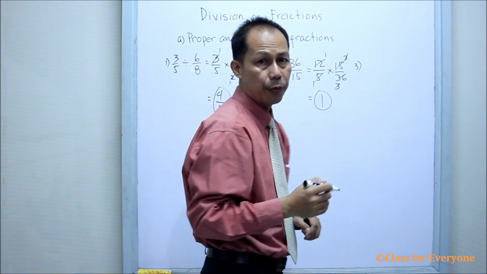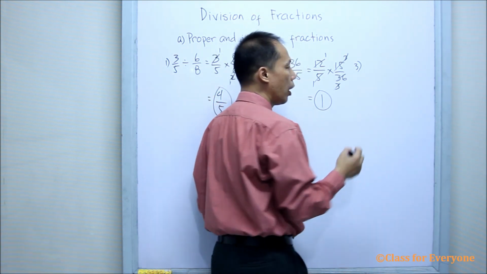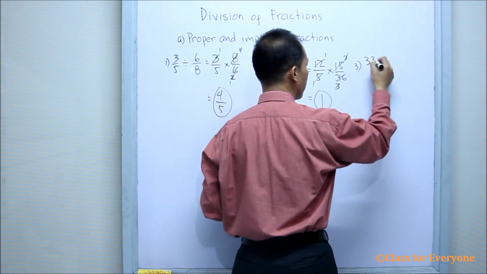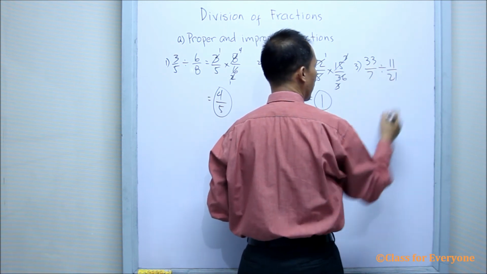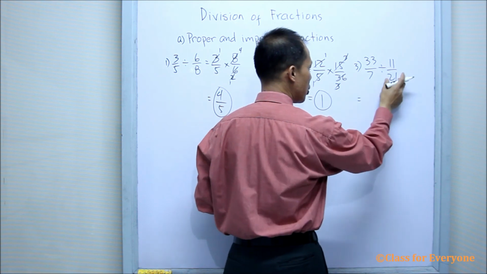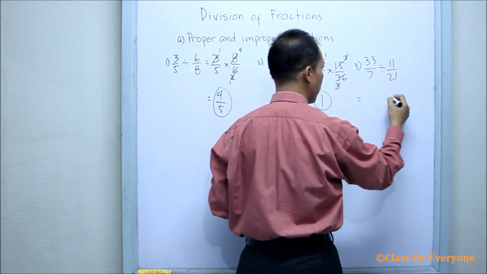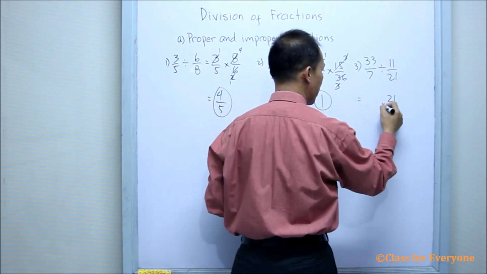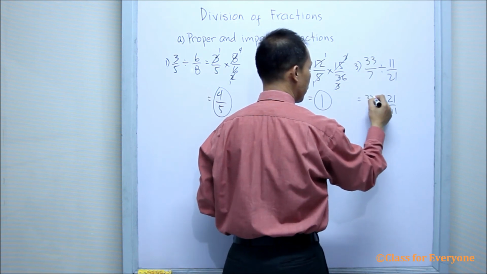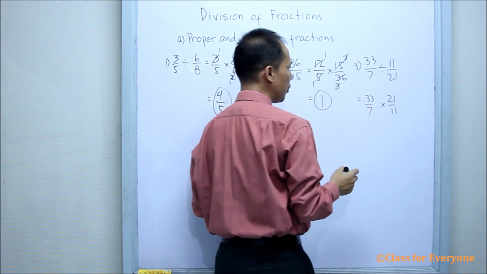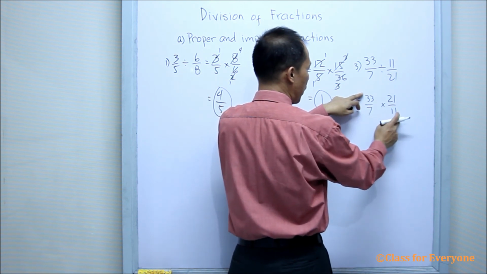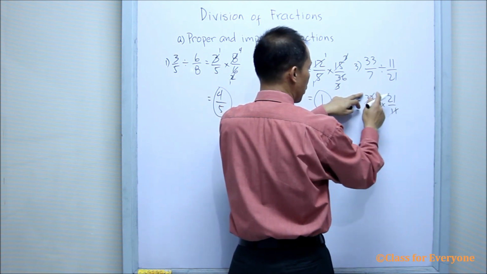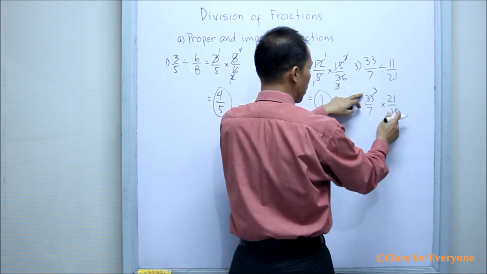Example number 3. So, suppose we have this improper fraction 33 over 7 divided by 11 over 21. So, we'll get the reciprocal of 11 over 21, which is 21 over 11. And then multiply it to 33 over 7. Find if there is a common factor. No common factor. There is a common factor of 11. So, this will be 3. This will be 1.